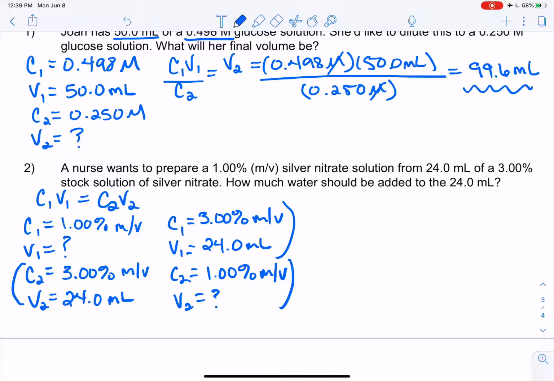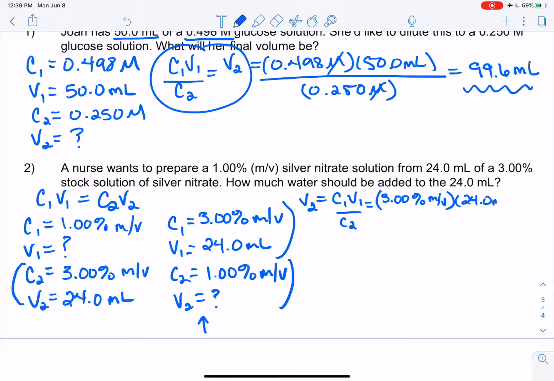So what we do is we say, okay, in this one right here, we're solving for V2, which we already solved for up there. And we have V2 is equal to C1 V1 over C2. So we just need to plug and chug. So our C1 is 3% M over V. And V1 is 24 milliliters.